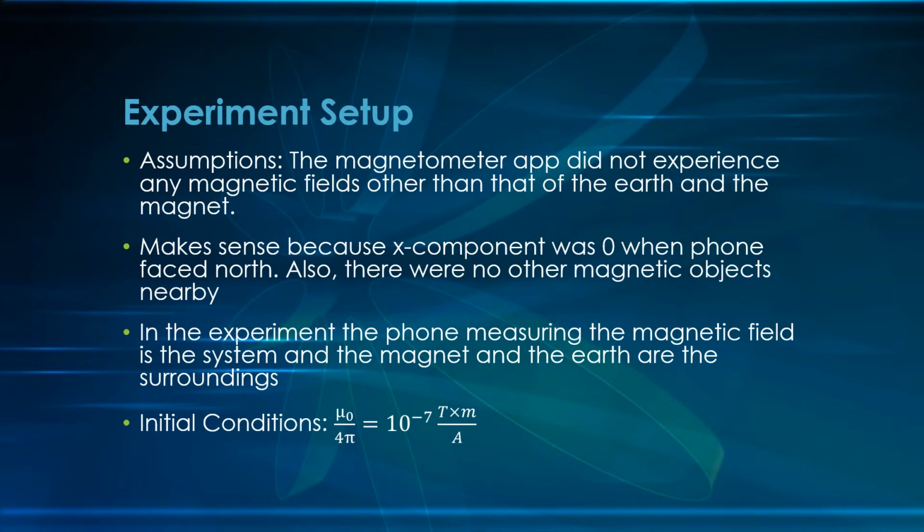For the experiment, I made the assumption that the magnetometer app did not experience any magnetic fields other than the Earth and the magnet, and this made sense because the x component of the magnetometer app was 0 when the phone faced north, and also because there were no other magnetic objects nearby. Also, in the experiment, the phone was the system, while the magnet and the Earth were the surroundings, and the initial condition was mu0 over 4 pi.